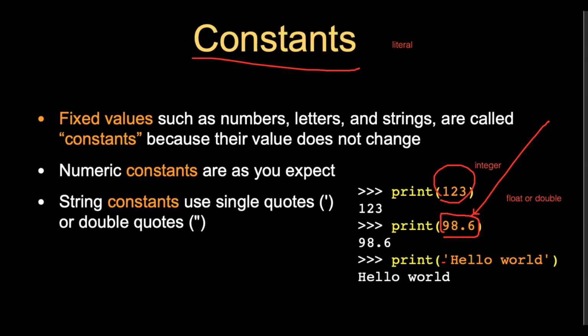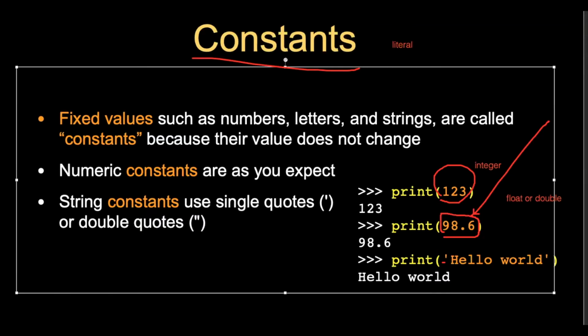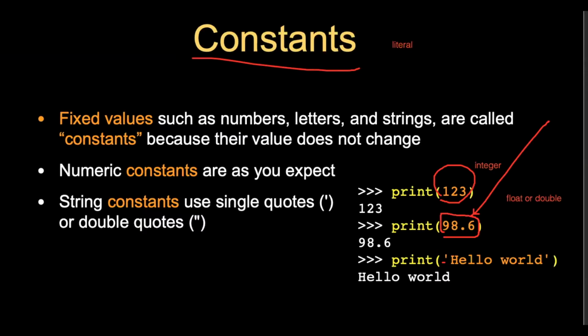Now, the constants are, as you expected, anything that you spell out, right? So 98.6 is a float constant. 1, 2, 3 is an integer constant. Hello world is a string, is a character. So string is a collection of characters. Anyway, let's talk about float and double.